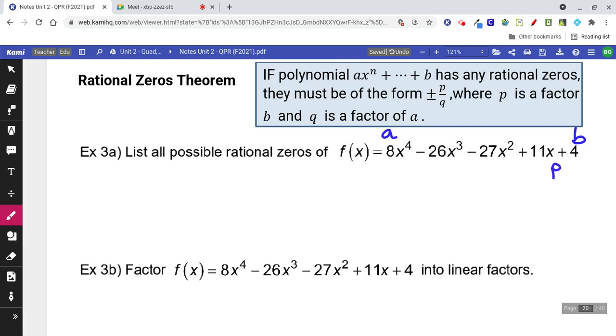P is factors of 4. Factors of 4 are 1 and 4 and 2. I like to list it out as 1 times 4 and 2 times 2. That gives me all the factors of 4 are 1 and 2 and 4. I do the same thing with 8. I find the factors of 8. That's 1 and 8 and 2 and 4. All right, let me do this again. Let me do it in a different color.